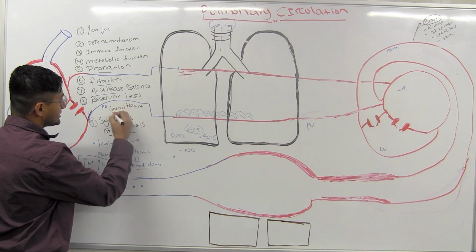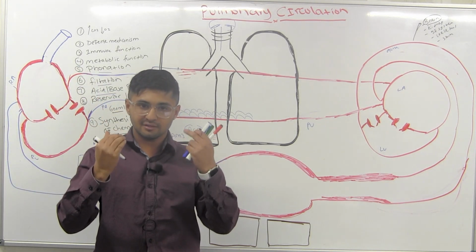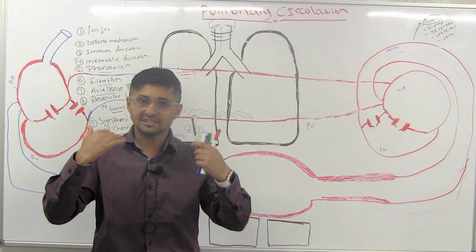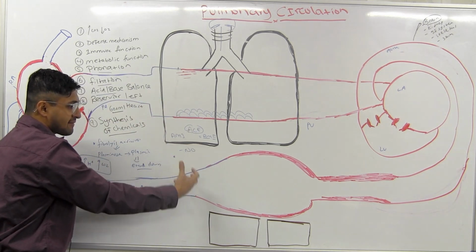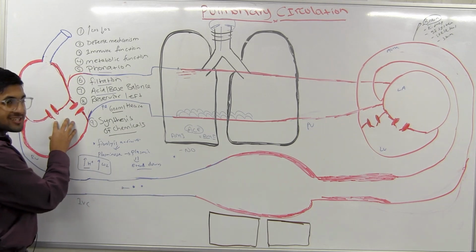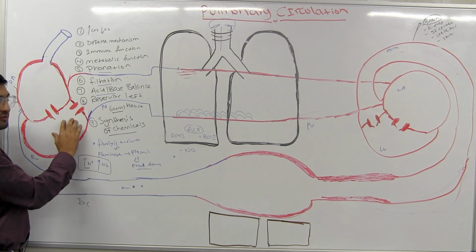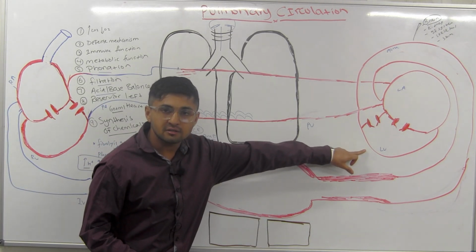Let's say when you take inspiration, the thoracic cavity goes down and pushes on the abdomen, so your venous return increases for the right side of the heart, and the cardiac output also increases for the right side of the heart. But at the same time, the left heart cardiac output decreases.